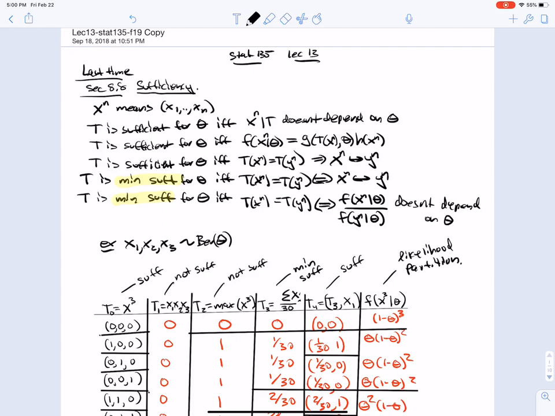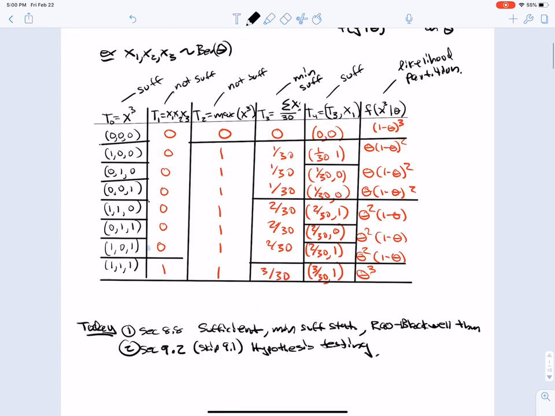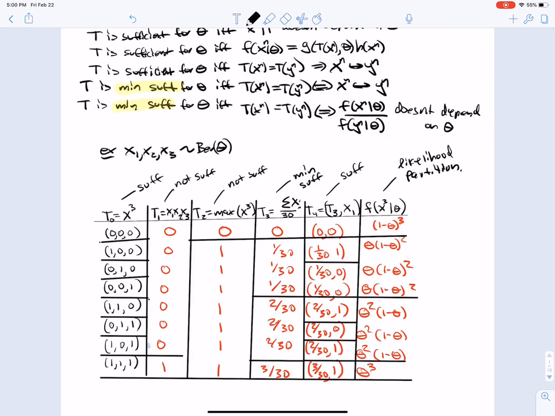So let's remember what a minimal sufficient statistic is. A minimal sufficient statistic is when the partition under T is the same as the likelihood partition. You can see it in this example here, where x1 and x3 are Bernoulli. So the likelihood partition has 4 partitions, and the partitions, for example, of T3 also have the same partitions.